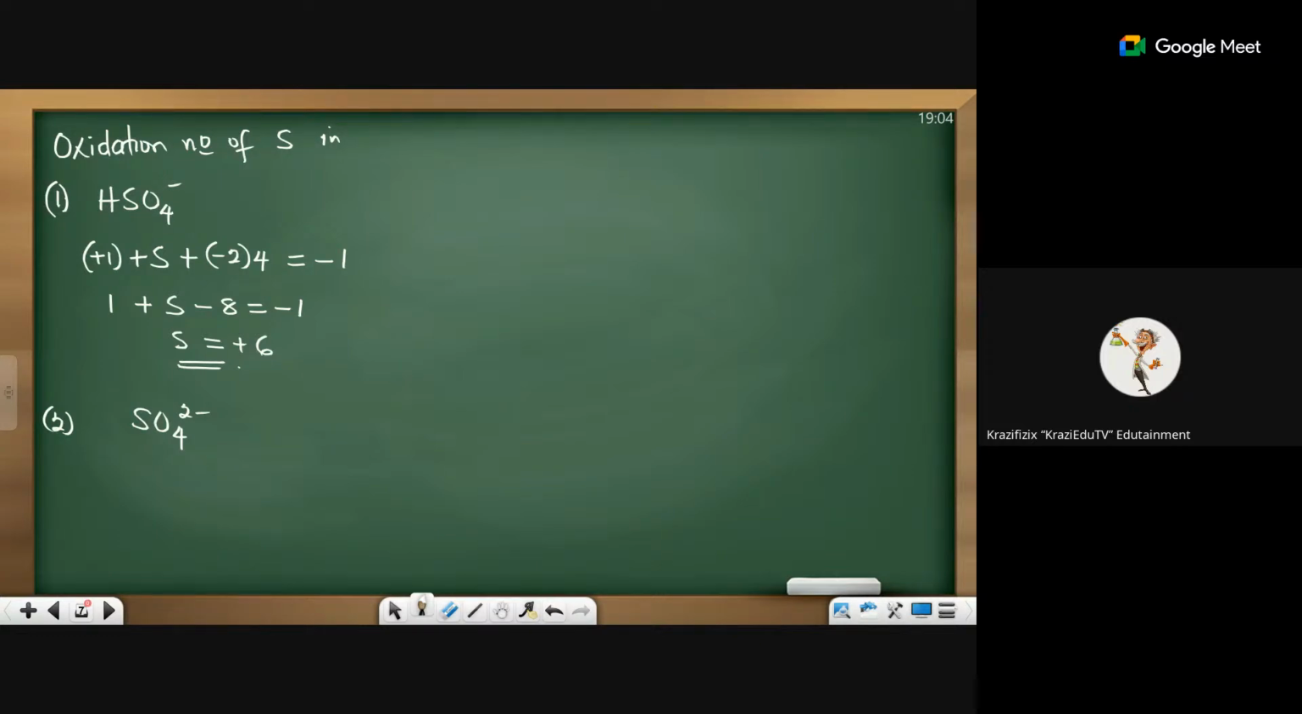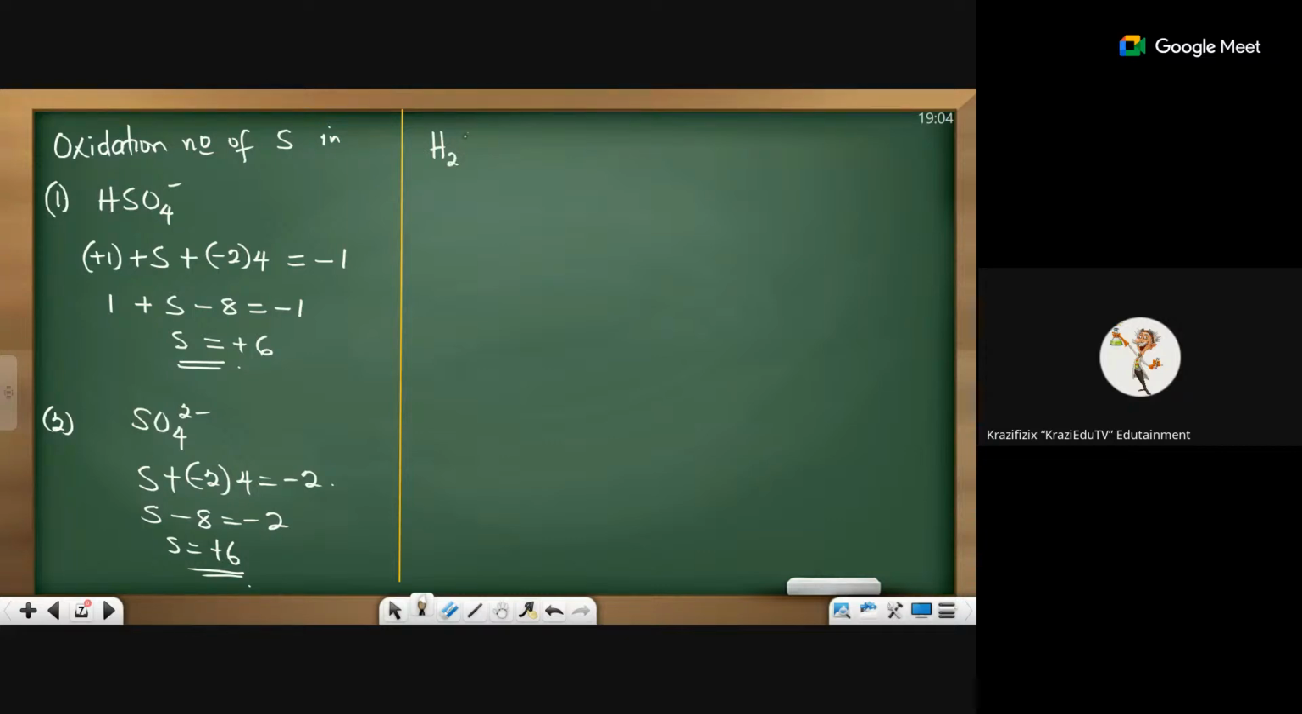All right. So we have sulfur plus -2 multiplied by 4 to give us -2. Therefore, what do we have? S minus 8 equals -2. It becomes positive what? 6. We're good. All right. Let's move on quickly and look at a few special cases.